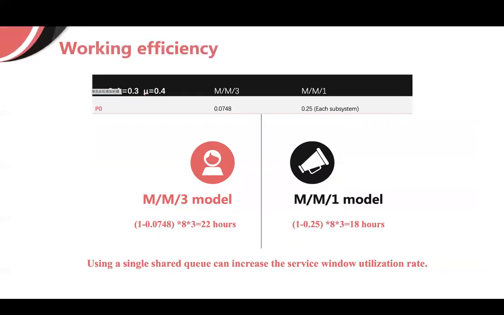Besides, when considering working efficiency, if a bank teller works 8 hours per day, under the MN3 model, the efficiency working hours for 3 tellers is about 22 hours. In comparison, the efficiency working hours for 3 tellers under 3 MN1 models is about 18 hours. Apparently, using a single shared queue can increase the service window utilization rate.